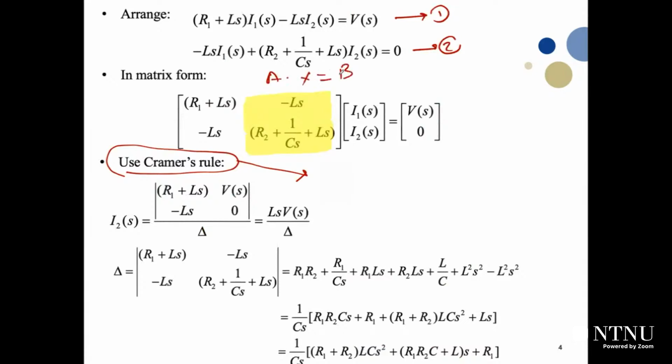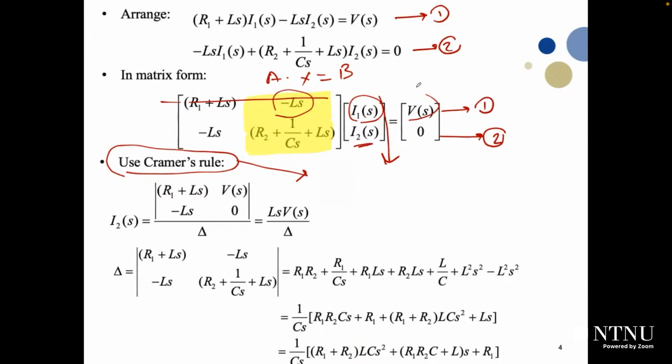It will be like this one, where X will be my states, my variables. It will be I1 and I2. So we will use matrix notation. First, in the first row, we will write the first equation, so in the first row here we have equation number 1, and in the second row we have equation number 2. In the first row, we will have R1 plus LS multiplied by I1. You know, in matrix multiplication, we multiply this row by this column, right? So R1 plus LS multiplied by I1 of S minus LS multiplied by I2 of S equal V of S. So this is equation number 1.